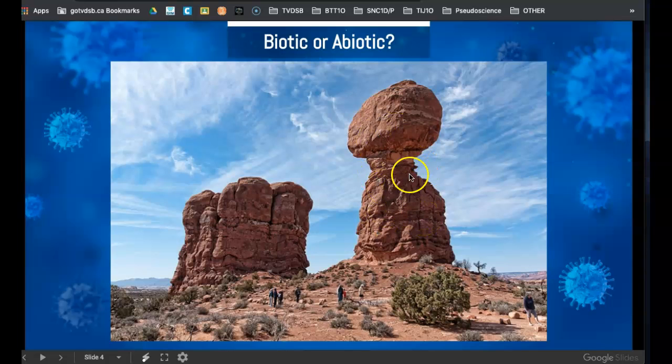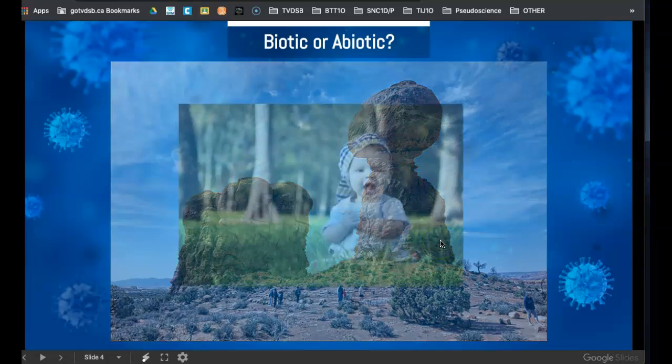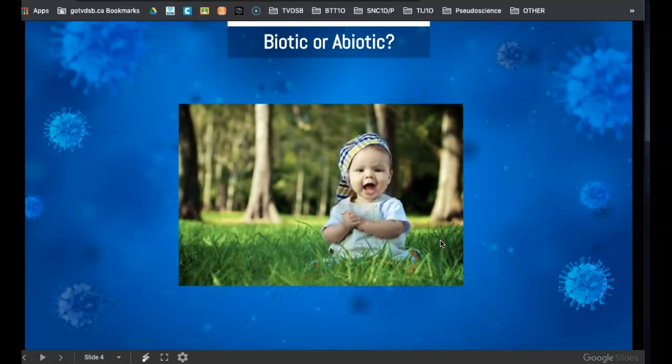How about this? Well, the prominent features here are these giant rocks, the sky, the air, the dirt, right? All of that is abiotic. But we also have in here some trees, some shrubs. We have some people. Those are biotic. And so in this image, we've got a combination of both. How about this? Well, except for the clothes that we see on this child, everything else here is living. We've got trees, we've got grass, we've got a baby. All of them are biotic, but this hat, the clothing, those are all abiotic.